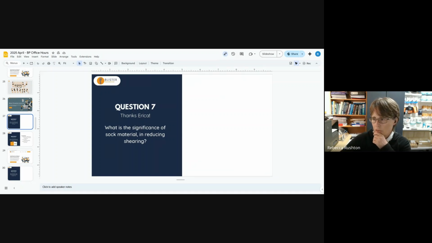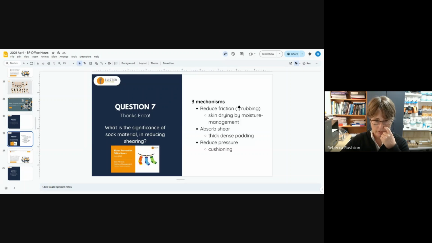Okay, Erica asks, what's the significance of sock material in reducing shearing? 3 ways it can work, Erica. It can absorb shear. The thickness of the padding of the sock can absorb shear, so this is only padded socks, obviously, it can cushion. And finally, it can reduce friction. The way it reduces friction is by moisture management. The drier the skin, the lower the coefficient of friction, and therefore the more slippery it is.